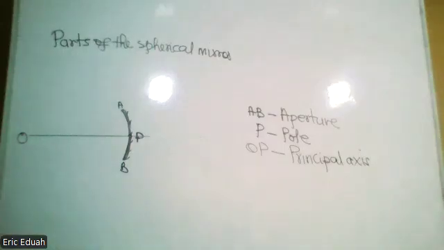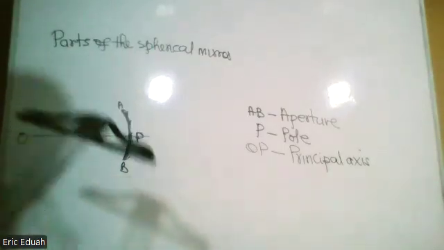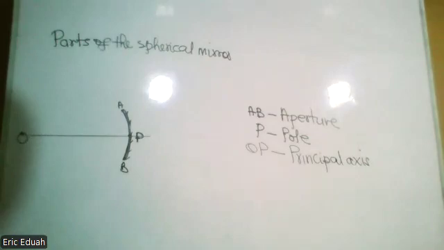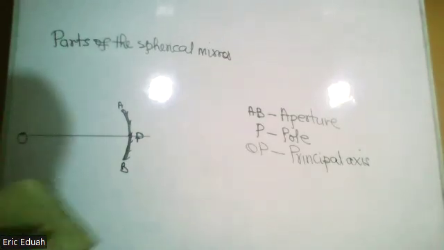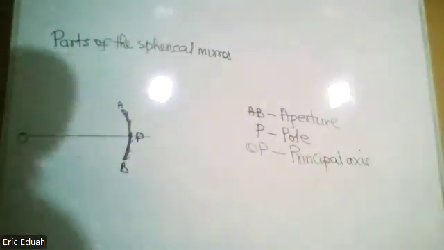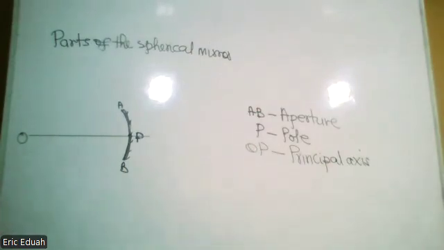So the principal axis is an imaginary horizontal line dividing the mirror into two equal parts. And please, all these parts apply to both concave and convex, all spherical mirrors. But I'm just using the concave mirror for analysis.